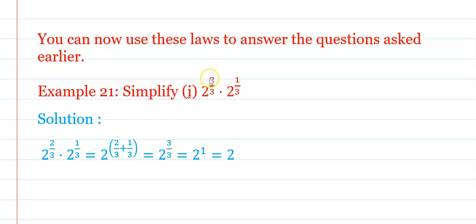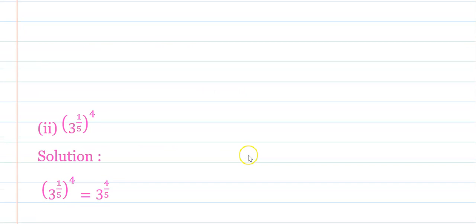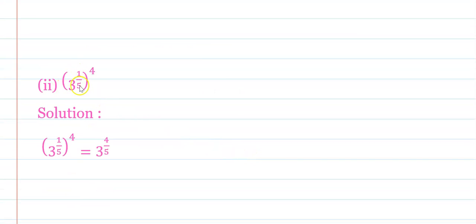Now see this here: 2 raised to 2 by 3 into 2 raised to 1 by 3. Okay, the base is the same, and the sign between them is multiplication. Then we can add these powers, that is, 2 raised to 2 by 3 plus 1 by 3, which is 3 by 3, so 2 raised to 1, and that is 2. Now the next is 3 raised to 1 by 5, whole bracket raised to 4. Again, it can be written as the multiplication of the powers, 1 by 5 into 4, and that equals 4 upon 5.